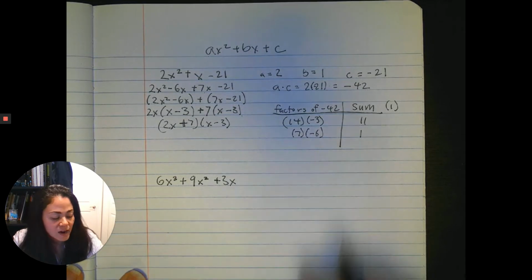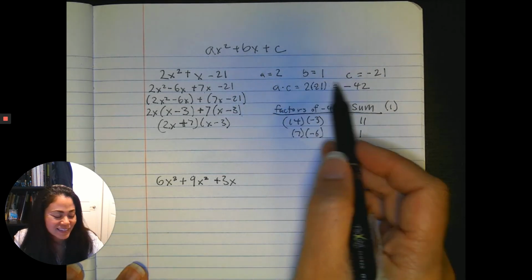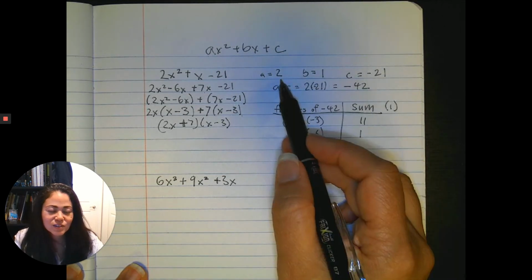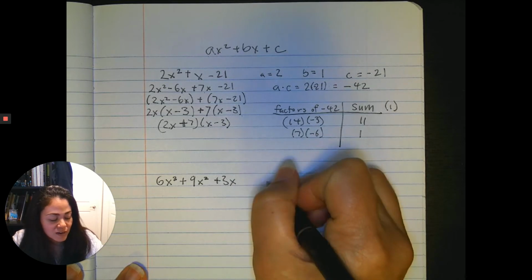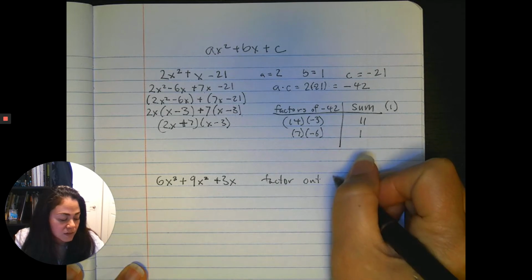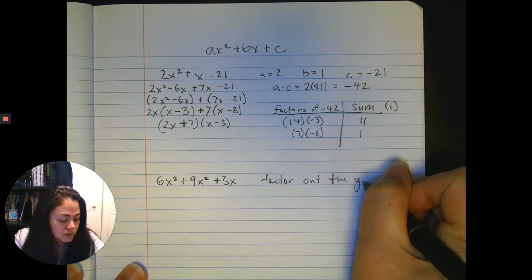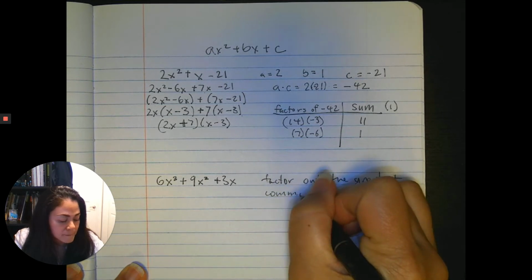So actually the 0th step, if identifying all the constants and coefficients is the first step, then the 0th step is to factor out the greatest common monomial.